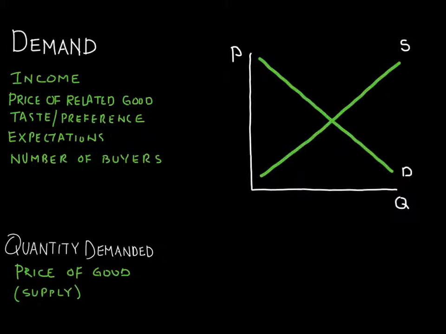All right, so that's the income. 2 cases. You just have to figure out what type of good you have. When you think about prices of related goods, there's also 2 cases. Because goods can either be related in terms of being substitutes, or they can be complements.